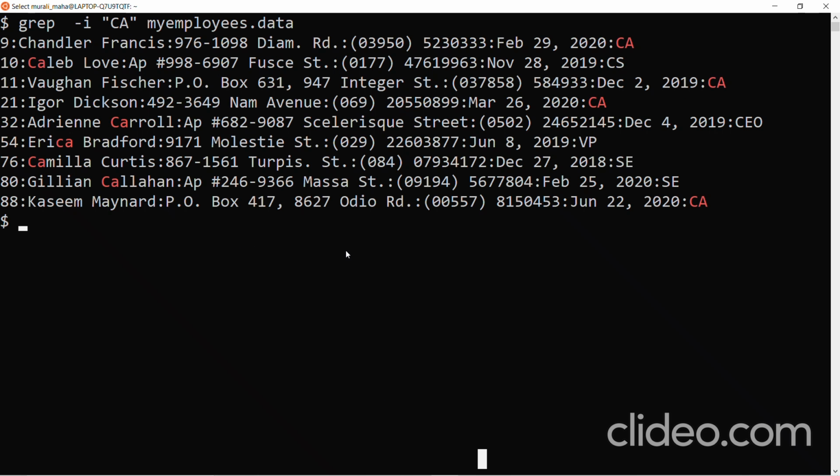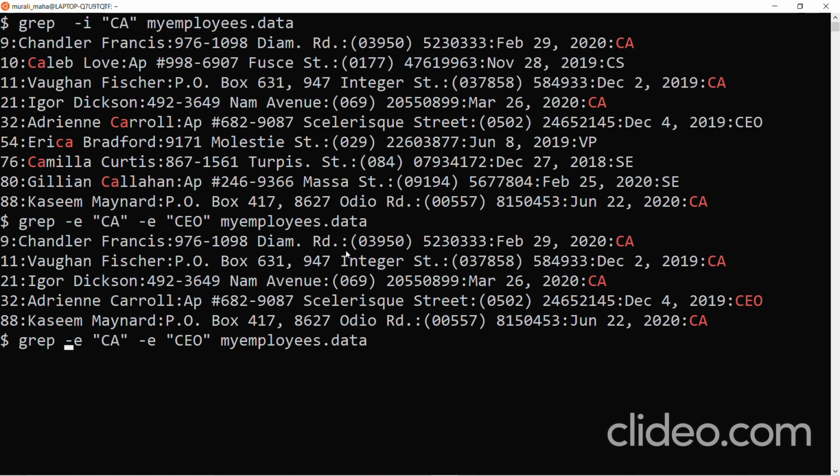Next, if we want to match multiple patterns, how do we do that? I want to match CA as well as CEO. Both the patterns. Then what do I do? If we want to match multiple patterns, then our -e option would help us. grep -e CA -e CEO my employees.data.